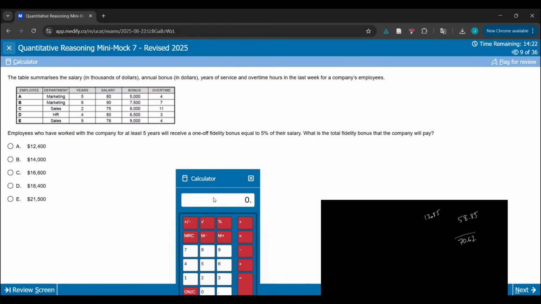Let's go to reviewing completes. Please have worked with the company for at least 5 years of one-off. What is total fidelity bonus that the company will pay? So, for at least 5 years, we'll receive, that's 5%. So that's 5% is 4 plus 4.5 plus 3.9. So I think it's going to be 12,400.